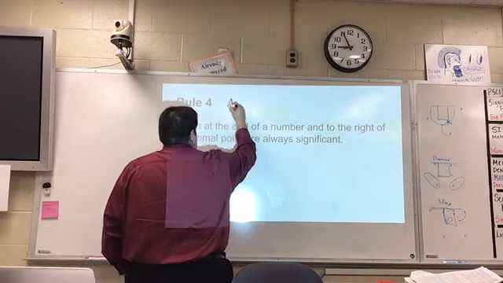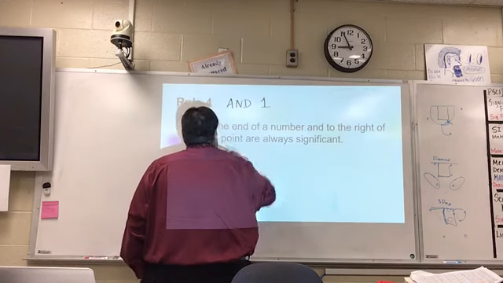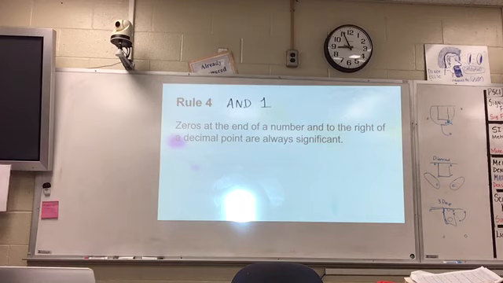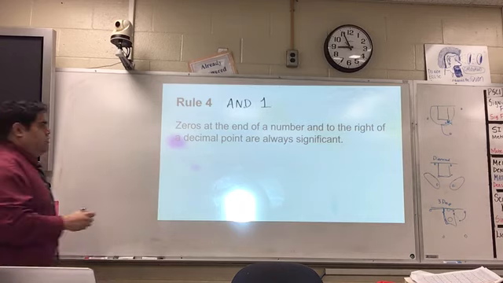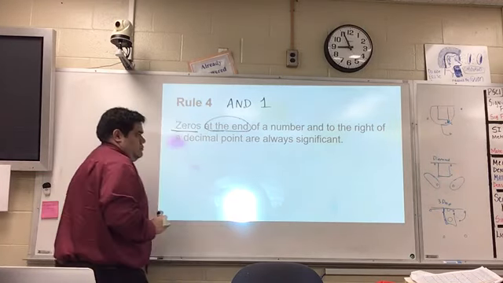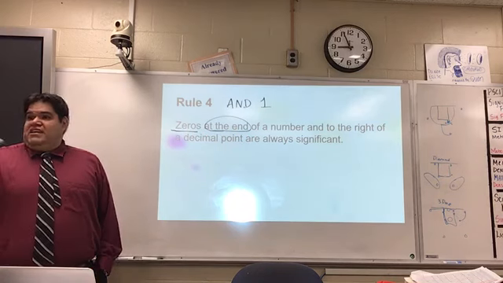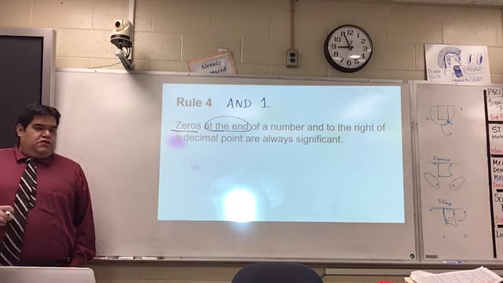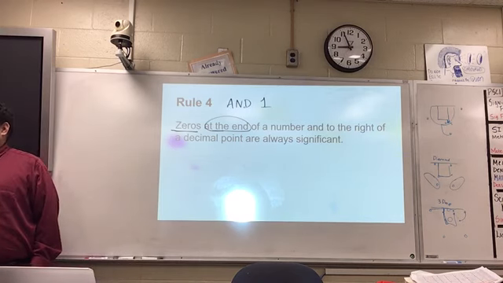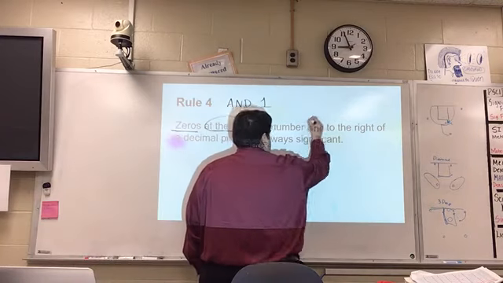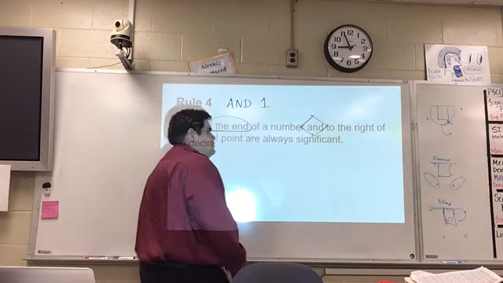Well, guess what? Rule 4 is what I call my and one. Okay? Which means you better remember both. Because if you don't, you're going to be in a world of hurt. Because the rule says right here, zeros at the end. When they say at the end of a number, that don't mean the front. That means the back, which means those zeros are going to be on what side? The right side.